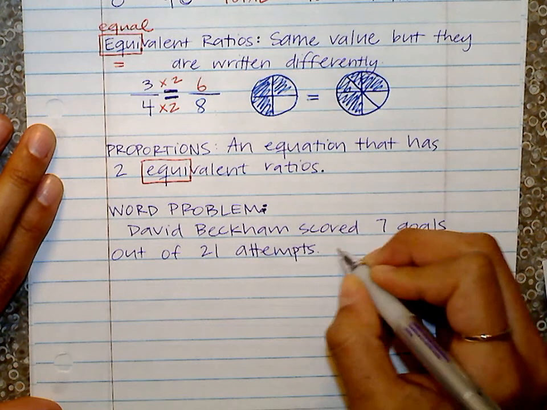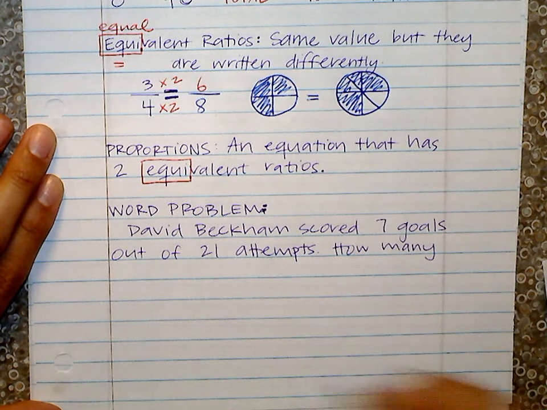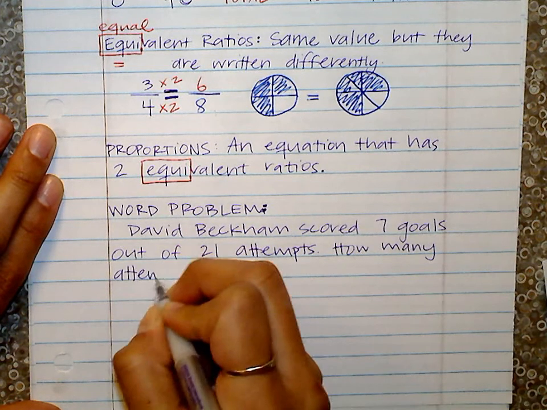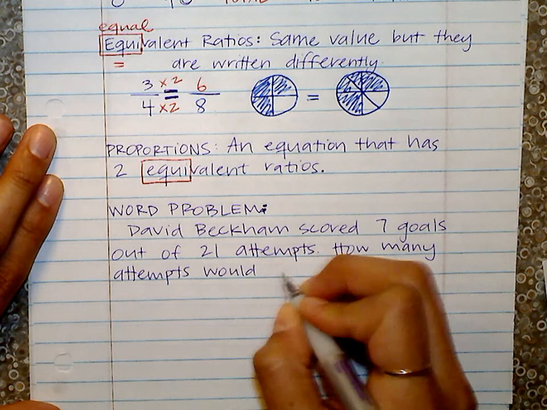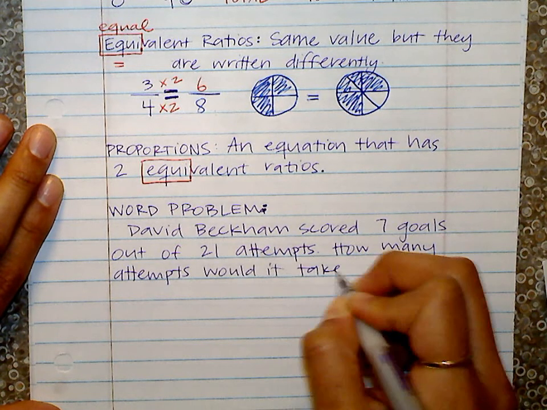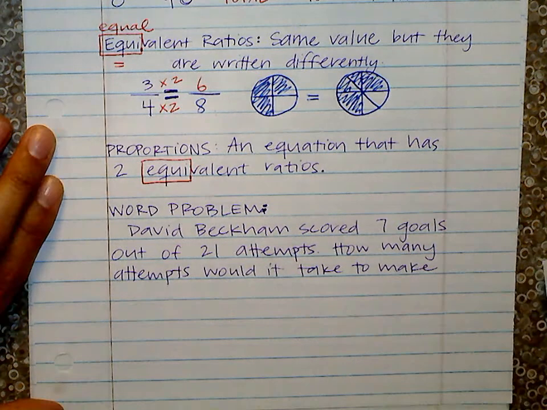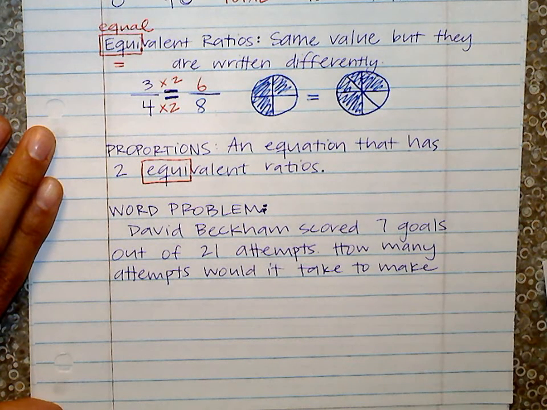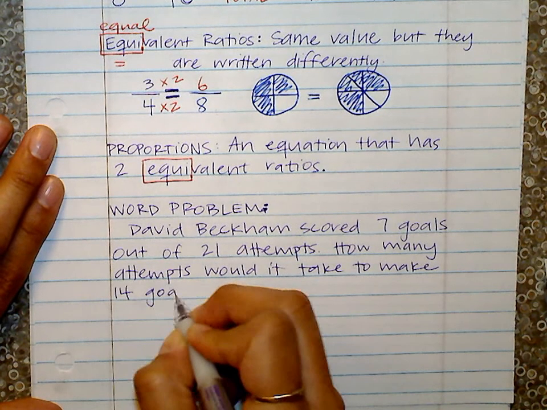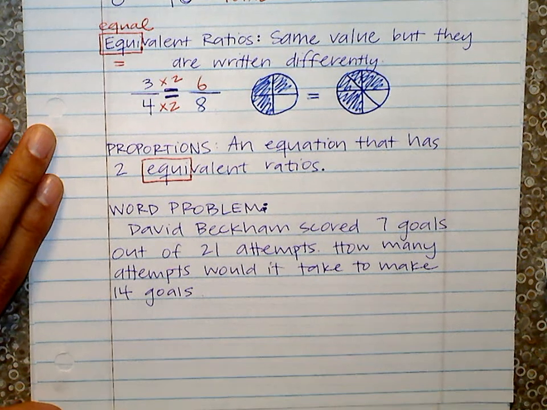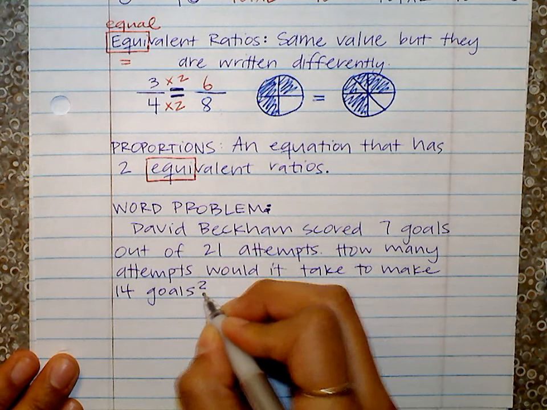All right, let's find out how many times he would have to try. So how many attempts would it take to make, how many do you think we want him to make? Heck, let's just try 14. All right, let's see how many attempts he would need to make 14 goals. Miss Gomez was the English teacher.